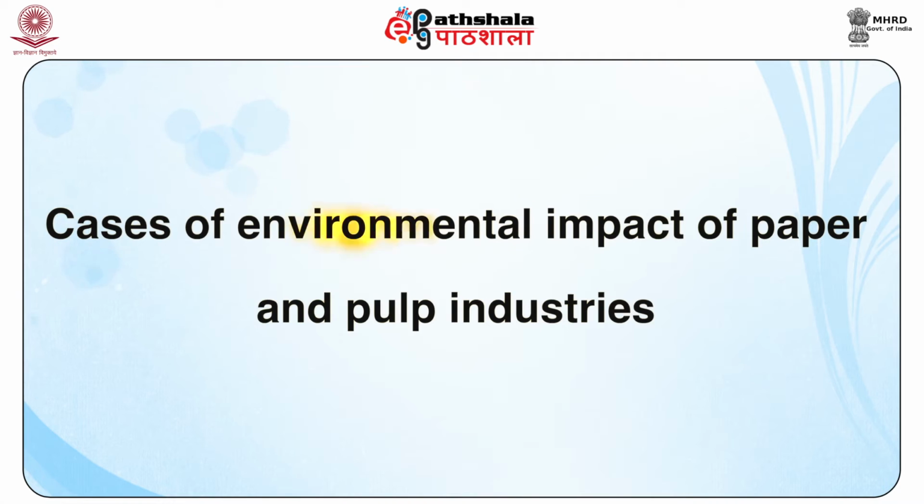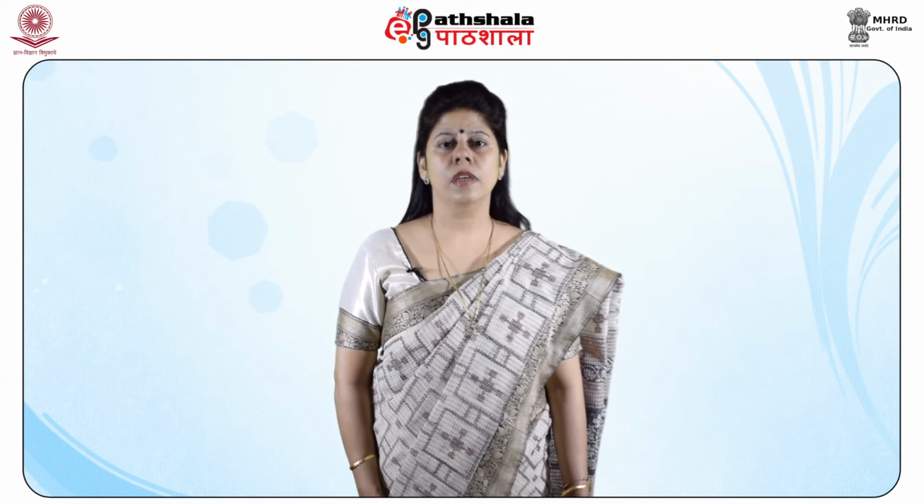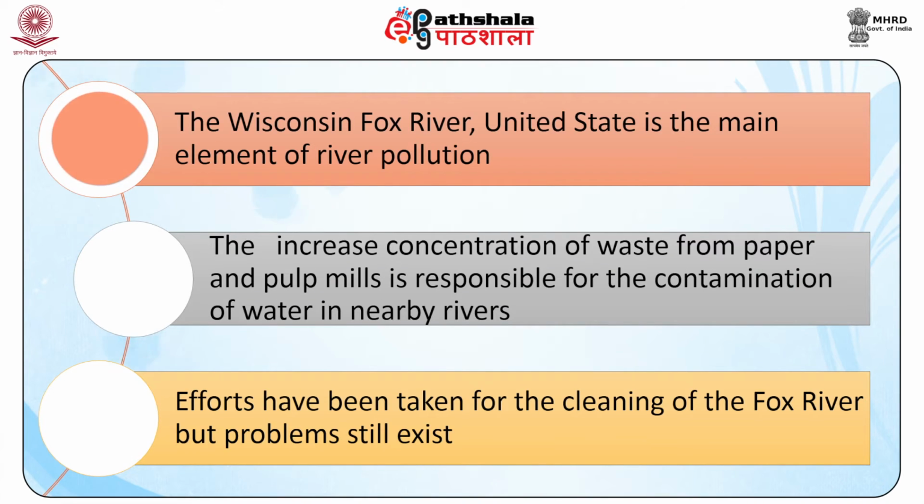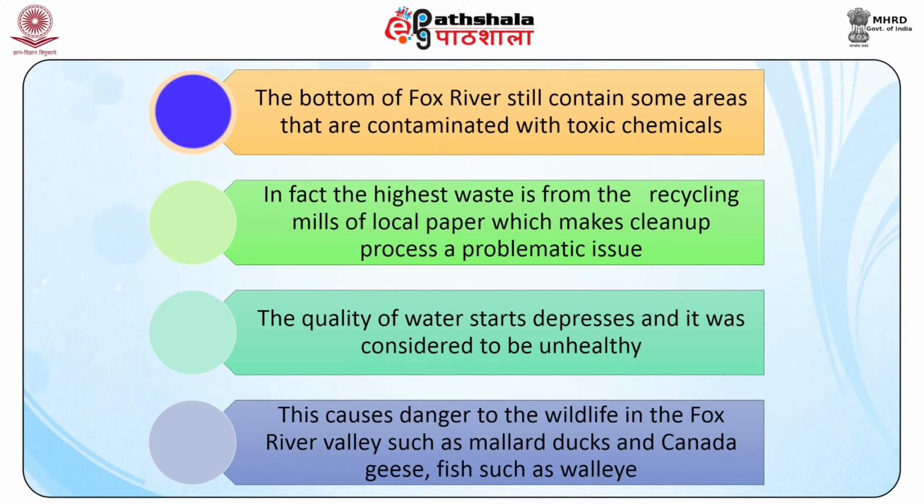Cases of environmental impact of the paper and pulp industry. There are environmental issues in cases of paper and pulp industries. The first one, the Wisconsin Fox River in the United States, is a main example of river pollution. The increased concentration of waste from paper and pulp mills is responsible for the contamination of water in the nearby rivers. Efforts have been taken to clean the Fox River, but problems still exist. The bottom of the Fox River still contains some areas that are contaminated with toxic chemicals. In fact, the highest waste is from the recycling mills of local paper, which makes the cleanup process a problematic issue.